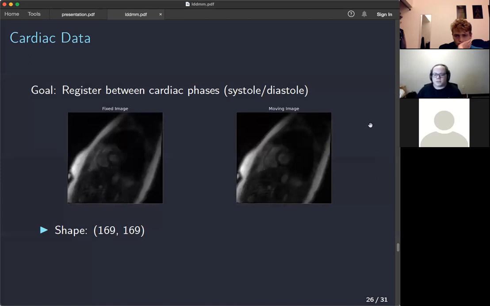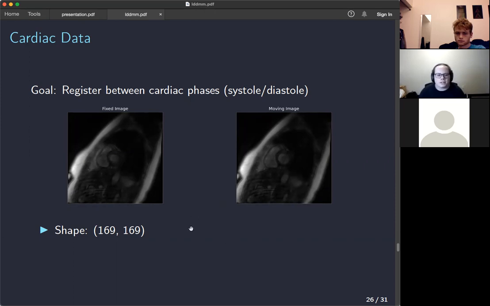So in my world of cardiac imaging, what I want to do is register between cardiac phases. This is what's called a short axis image. If my heart's here, I'm looking up the heart and slicing it perpendicularly, so we're seeing a cross section of the heart as we look up.